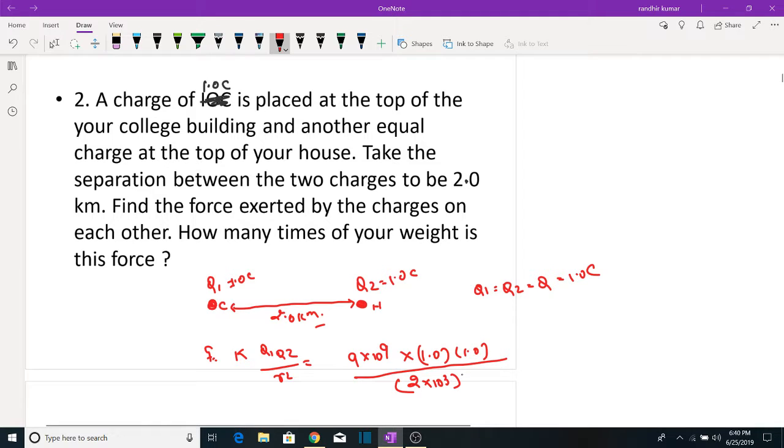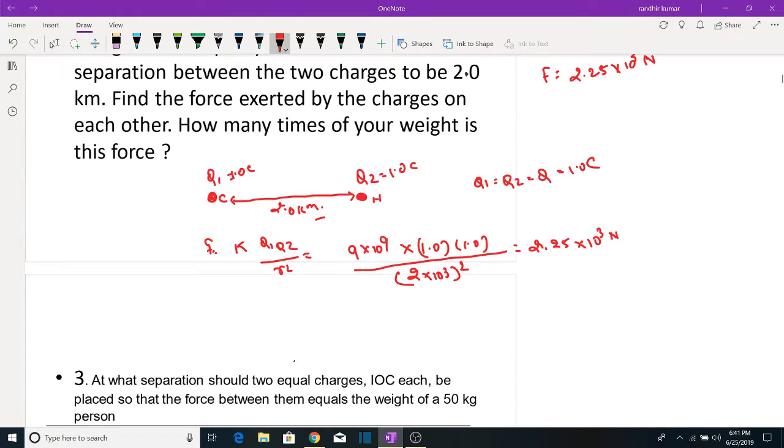So 2 kilometer equal to 2 into 10 to the power 3 meter, square. So the value of this is 2.25 into 10 to the power 3 newtons. So clear, the force exerted is 2.25 into 10 to the power 3 newton.